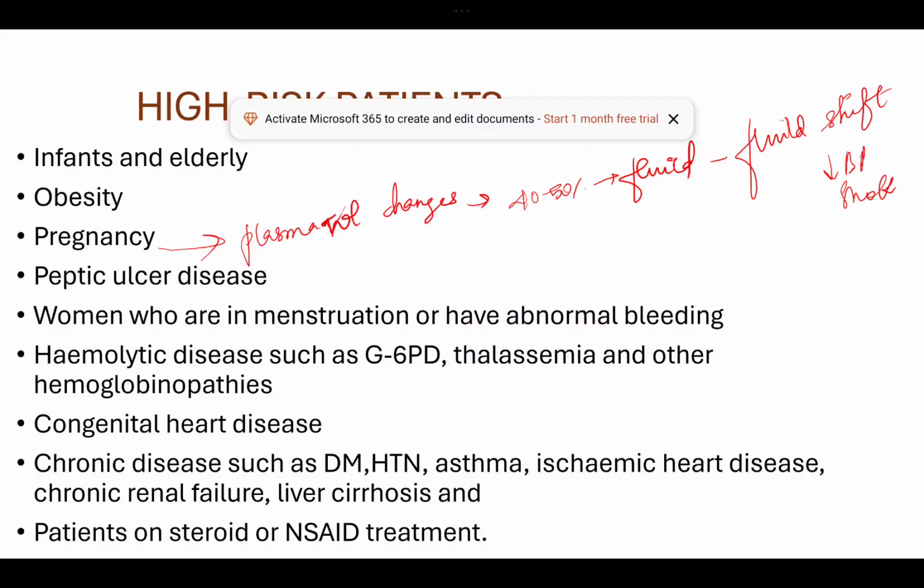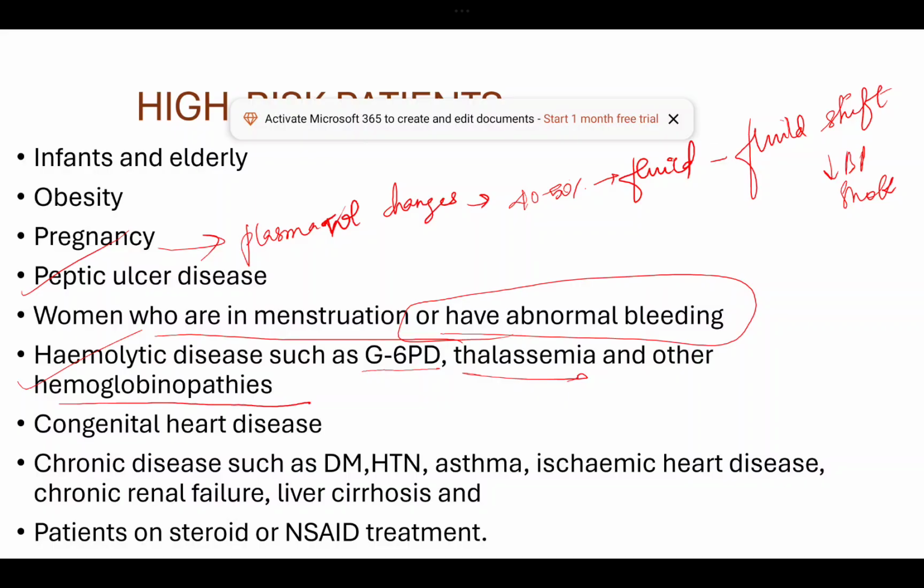Next we will see peptic ulcer disease. In peptic ulcer disease, there is again an increased risk. Then women who are menstruating or having abnormal bleeding. And then we have hemolytic diseases like G6PD deficiency, thalassemia, and other hemoglobinopathies, because there are again coagulation problems. Then we have congenital heart diseases.